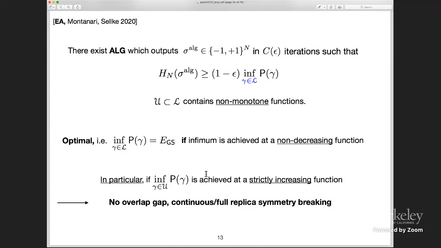At least it is believed that there is an overlap gap. And we'll show that indeed the algorithm will not be able to achieve the optimum. It'll just achieve this value, but not more. Actually, for P equal to 4, there is a provable overlap gap.